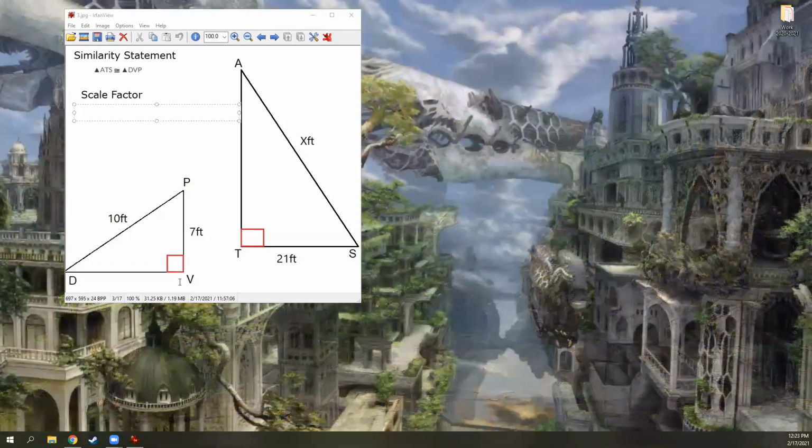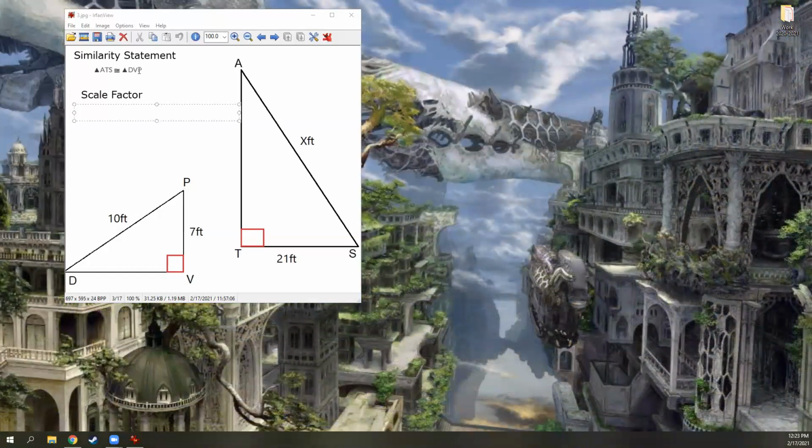So let's go over here, PV, or VP. VP are the last two letters, so TS are the last two letters. Look at that. VP, TS, 7 and 21. So we've got something there. We can have 7 over 21.